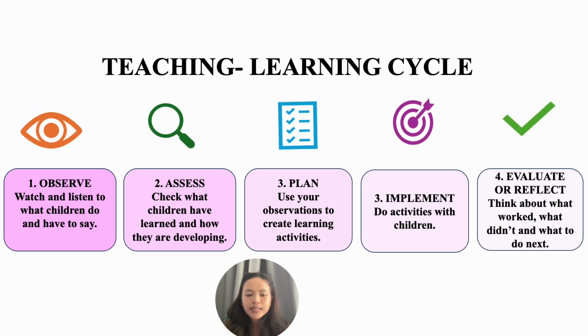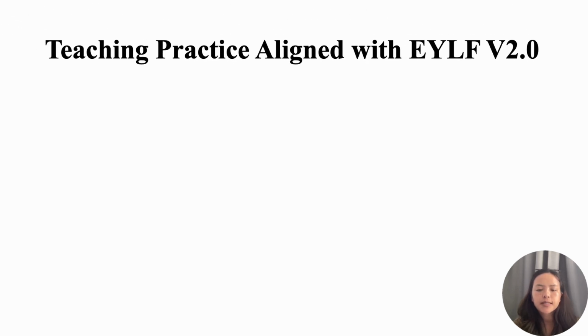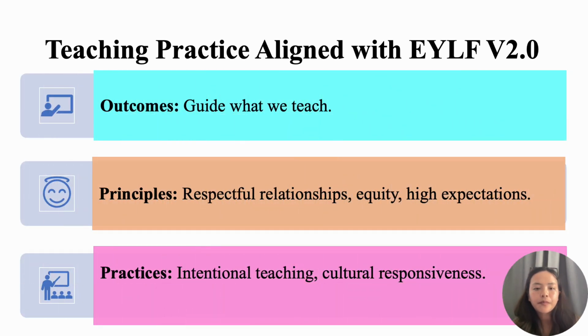So moving on to the next slide. We have teaching practice aligned with the Early Years Learning Framework. The Early Years Learning Framework is the foundation for all our curriculum decisions. It helps us decide what to teach, how to teach, and why it matters. The learning outcomes guide us. For example, outcome 1 focuses on a child's identity. So we plan activities that help children feel safe, confident, and proud of who they are.